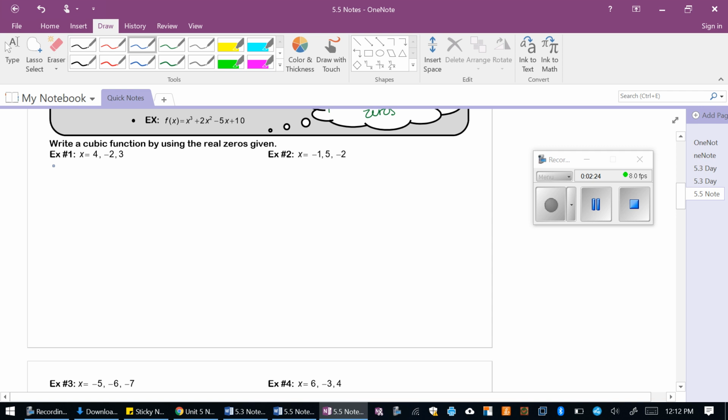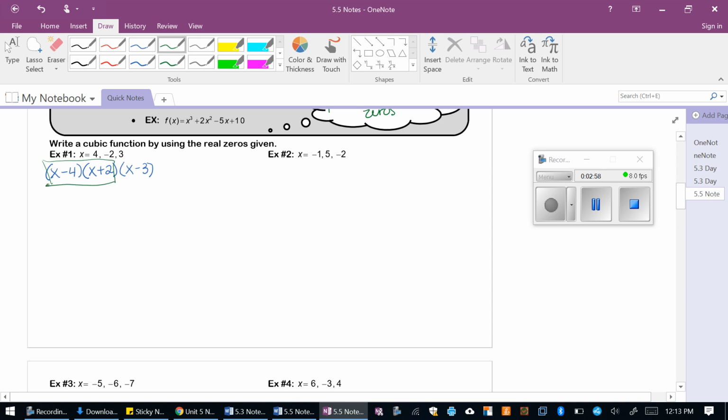We're going to have x, the opposite of positive 4 is -4. Then we have another factor, x, the opposite of -2 is positive 2. And then 3, the opposite of positive 3, is -3. Now we have to multiply these out. The best way to take care of this is to multiply left to right, like reading a book.